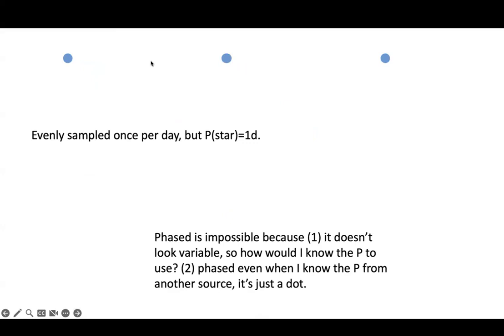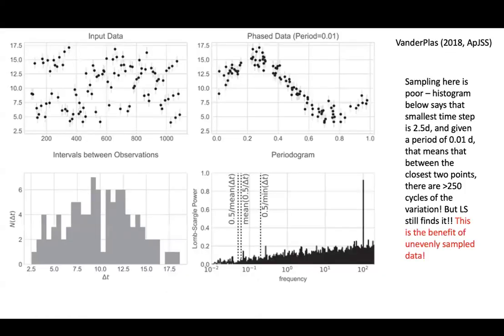This is an evenly sampled light curve, but sampled only once per day for a period that is 1 day. What that means is you're only sampling it at the same part of the light curve. And then phasing it up is impossible because, A, I don't know that this is variable, so how would I know the period to use? And B, even when I know the period from some other source, it's just a dot because I'm observing it at the same part of the phase every time.